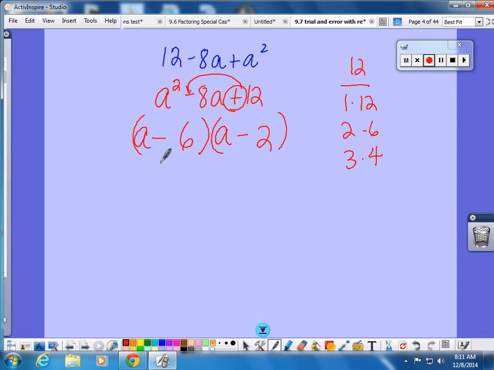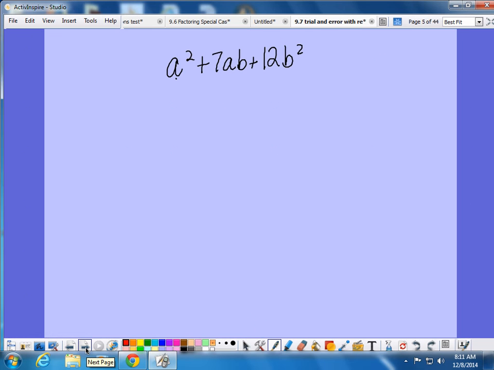But first is a squared, negative 2a, negative 6a, like signs, add, give me this middle, and at the end, last, would give me plus 12. So there you go. What do you think about it so far? So far, so good. Okay?